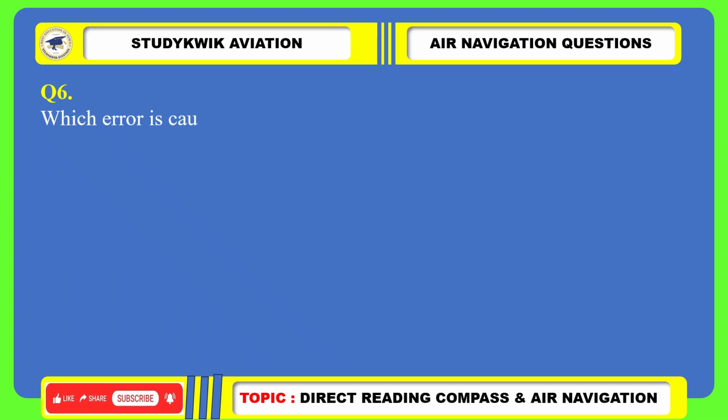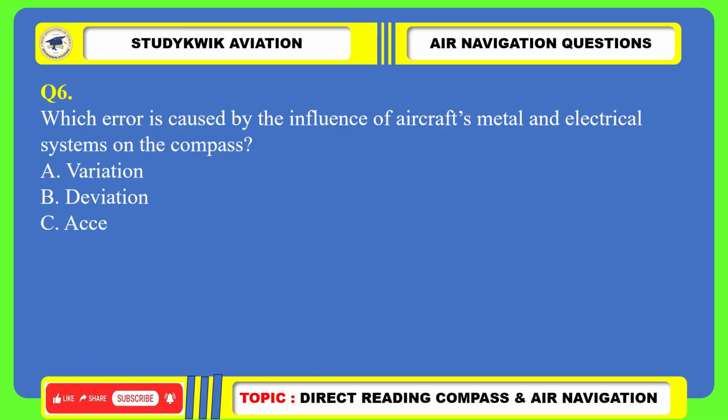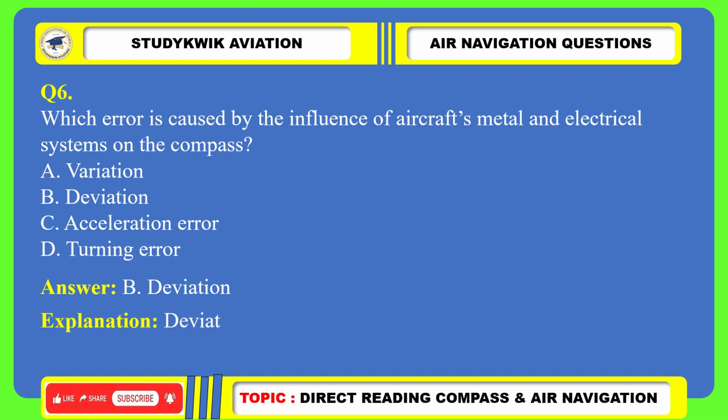Question 6. Which error is caused by the influence of the aircraft's metal and electrical systems on the compass? Variation, deviation, acceleration error, turning error. The correct answer is B. Deviation. Deviation occurs due to magnetic disturbances from the aircraft itself.